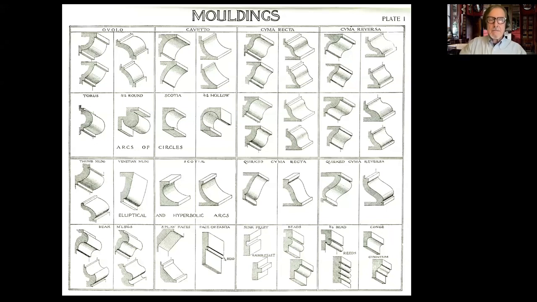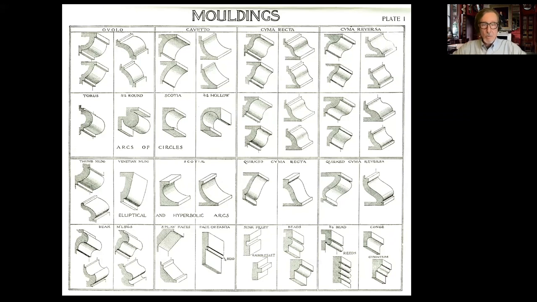So now I'd like to look at a few of the basic rules of classical architecture. These are rules that apply to all the classical orders, and they're general, sort of global rules to pay attention to and think about when designing with classical architecture. I'd like to start with the moldings.